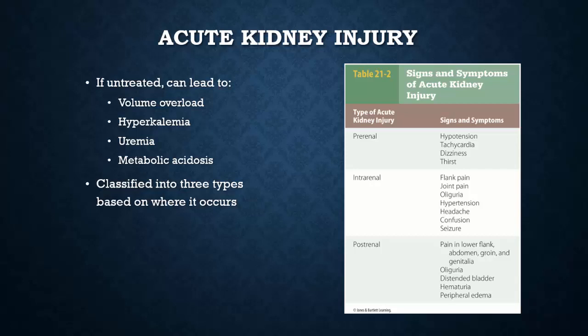Patients may experience generalized edema, acid buildup, and high levels of nitrogenous and metabolic waste in the blood. It can be life-threatening, and if untreated, it can lead to volume overload, hyperkalemia, uremia, and metabolic acidosis. There's three types of acute kidney injury, or three causes of acute kidney injury. This includes prerenal, intrarenal, and postrenal.